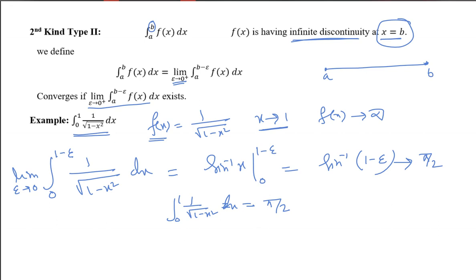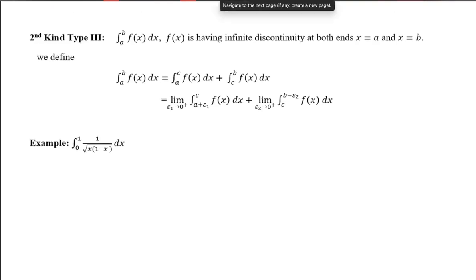Okay, now we have second kind, type 3. What is this type 3? We have infinite discontinuity at both the ends, at x equal to a and x equal to b. At both these points we have infinite discontinuity. In that case, what will we do? The same thing as we have done in first kind, type 3. We will do the same thing here.